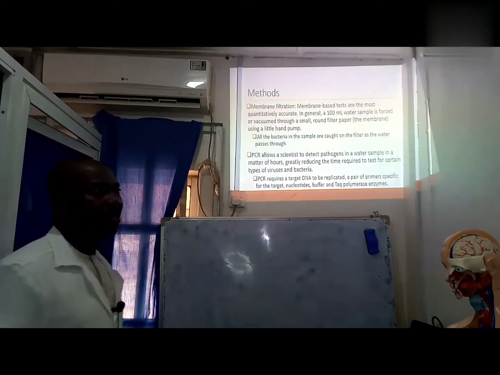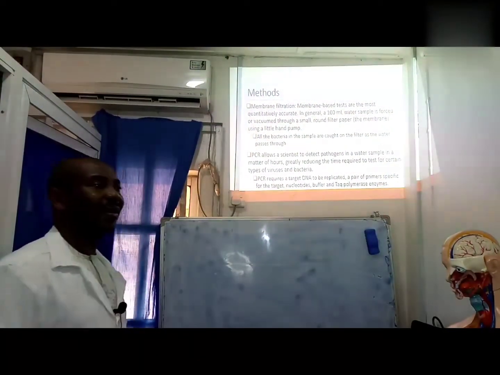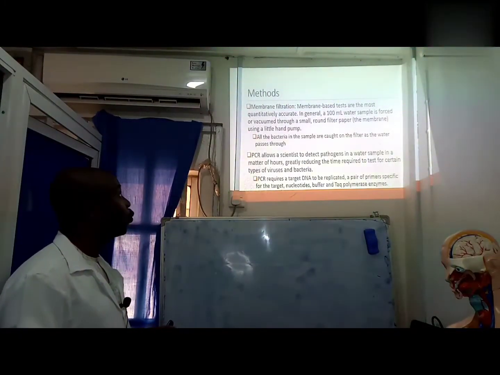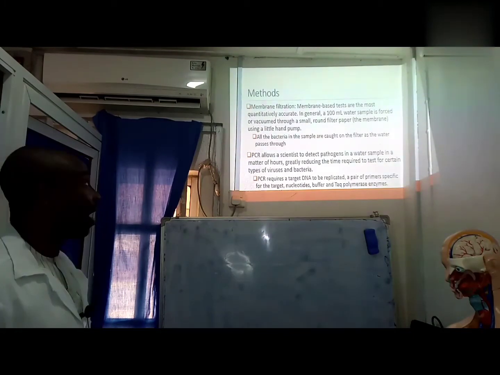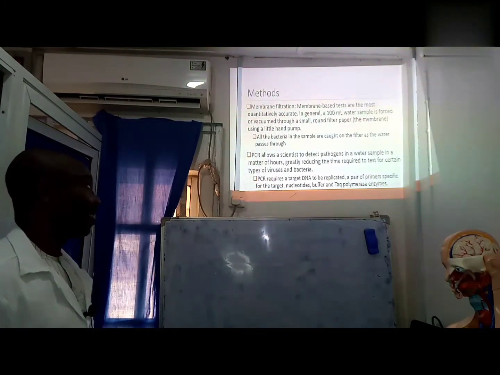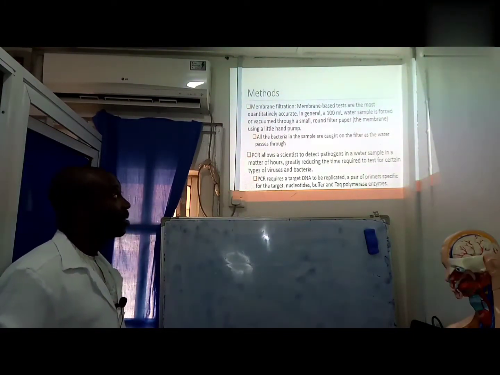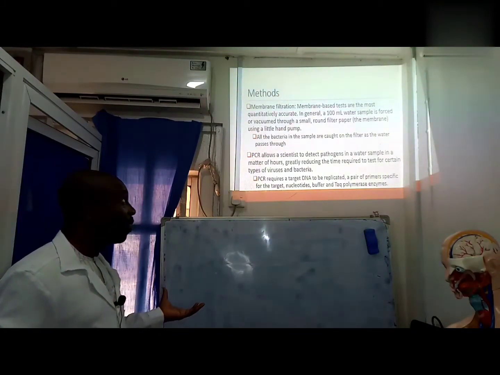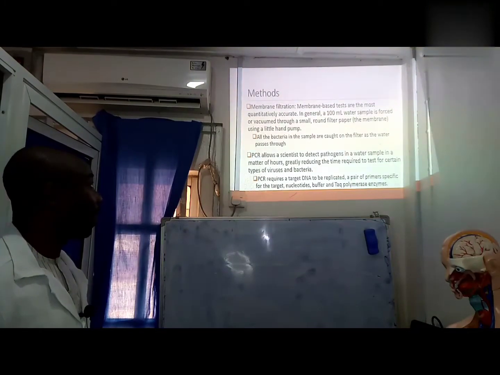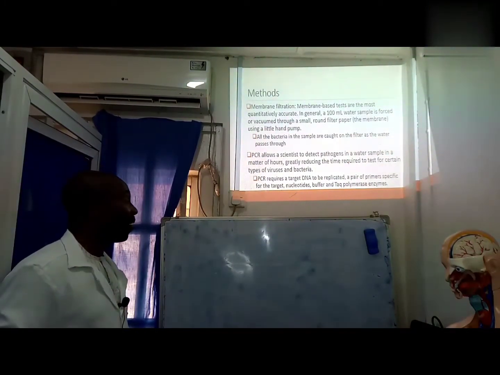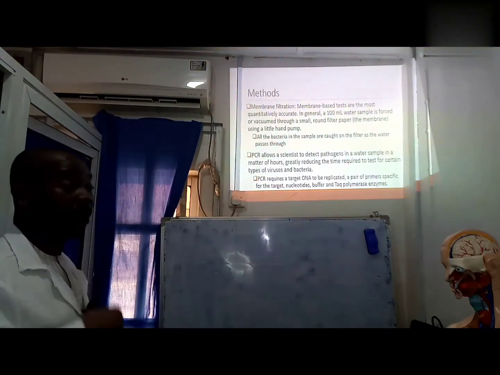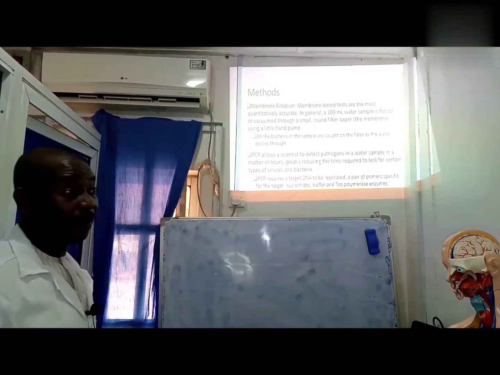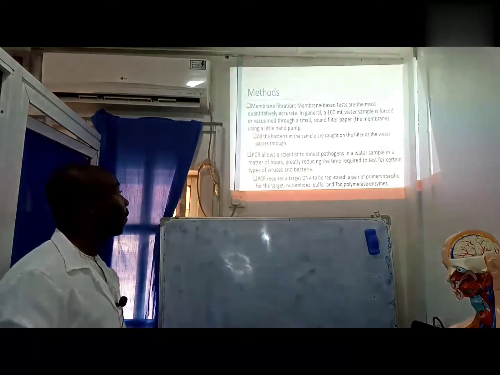So what are the methods we use for analysis of water? First, we're going to do membrane filtration. In general, 100 ml of water sample is forced through a vacuum through a small round filter paper, the membrane, using a little hand pump. And it is the membrane now that we use, which we believe should have retained some pathogens that we use for the analysis.